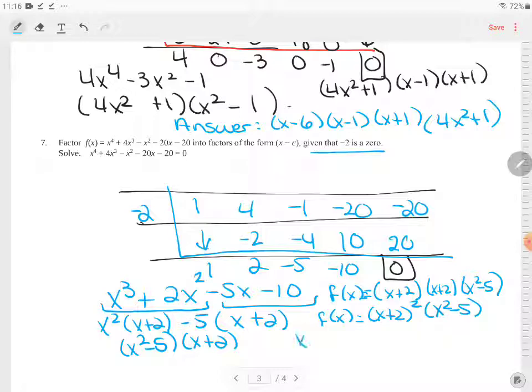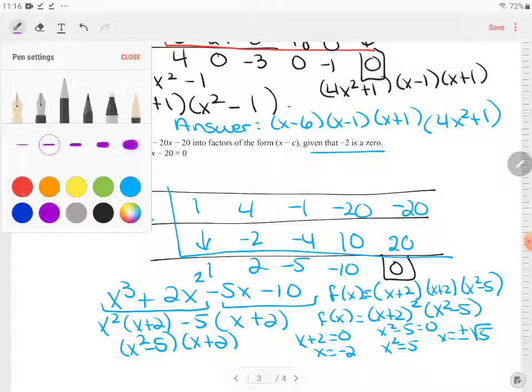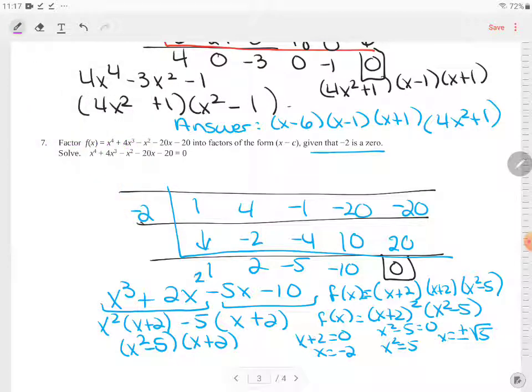So if we said x plus 2 equals 0, we get x equals negative 2. And we expected that because it said given negative 2 is a 0. If you said x squared minus 5 equals 0, you get x squared equals 5. Square root both sides. x is equal to plus or minus square root of 5. Exact value. So again, your answers are negative 2, plus or minus square root of 5.